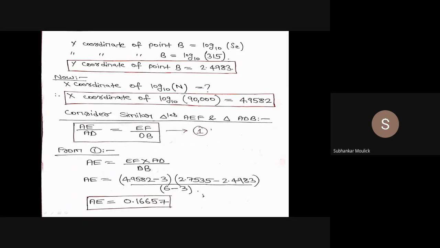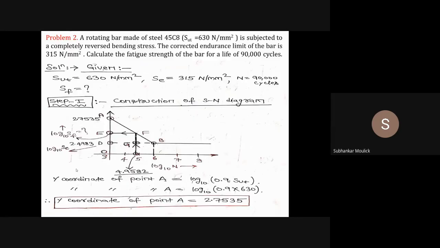If I solve this expression, I will get the value of AE, and that value of AE comes out to be 0.16657. Is it clear to all of you? Any doubt? So AE, I got 0.16657. Now there are two ways by which you can calculate EO.